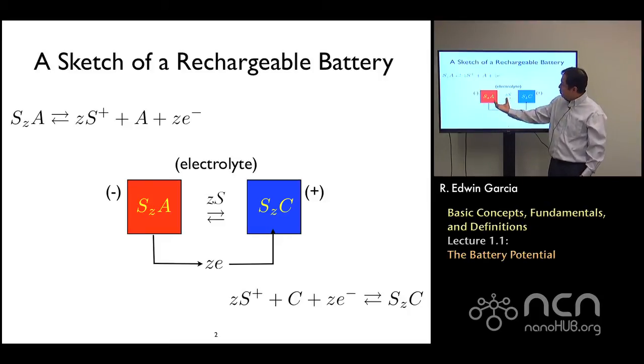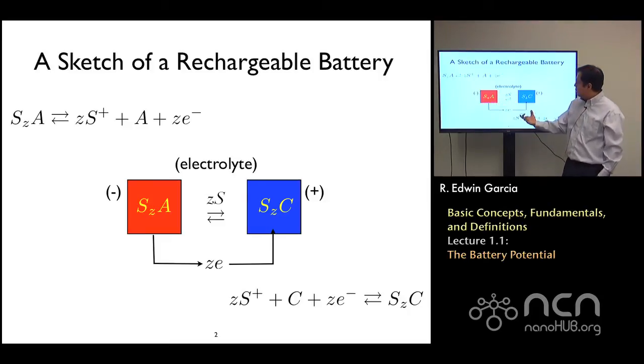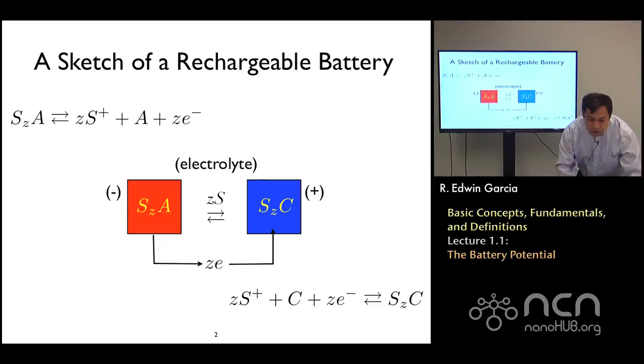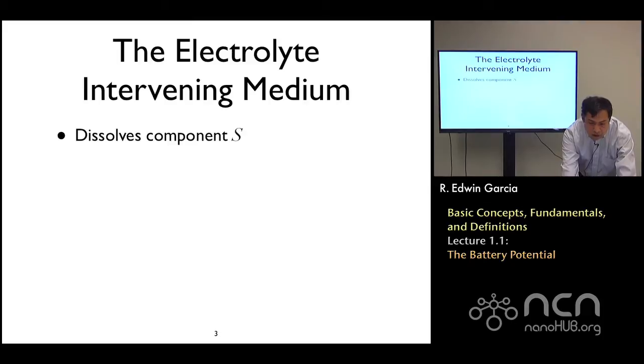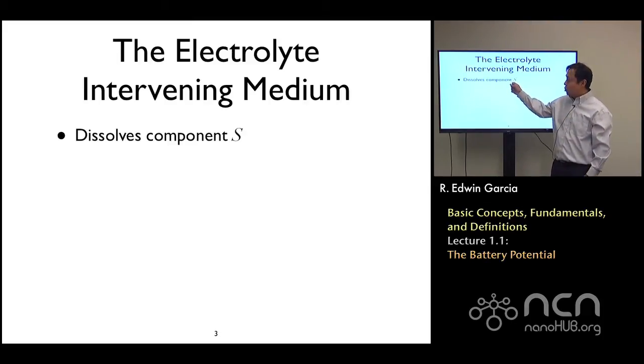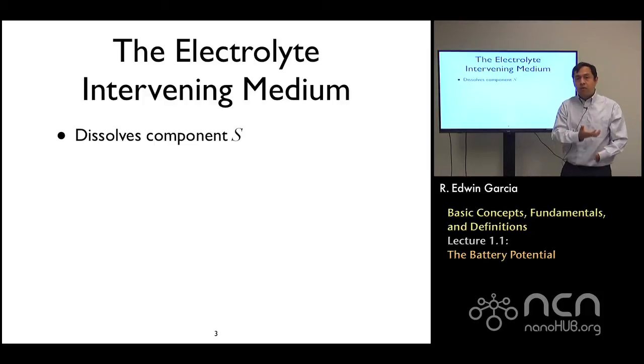As you can see, it not only depends on what material we pick in both the anode and the cathode, but also on what material we pick in the middle. And that material has its own separate properties. For example, we expect that intervening electrolyte should dissolve that species S. If it doesn't dissolve it, then we will never be able to move it from the anode into the cathode and back. If you think about it, it has to have a high degree of solubility.